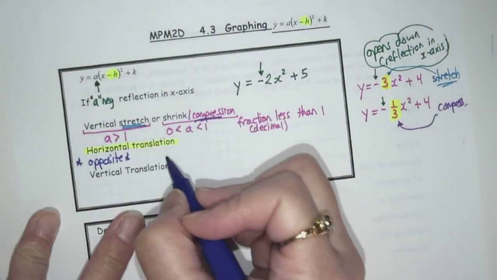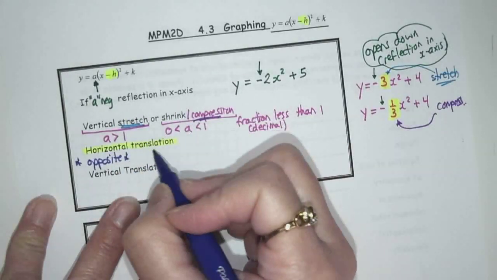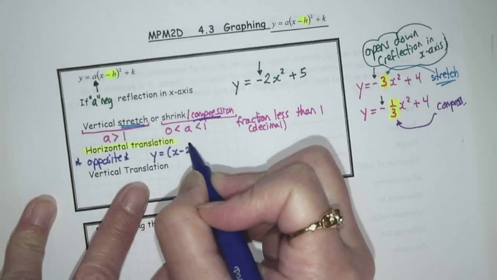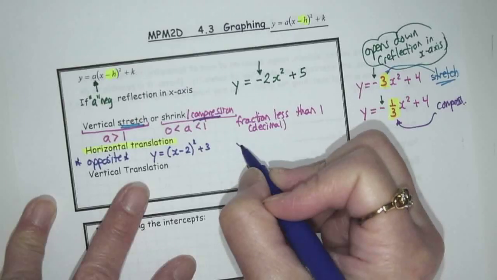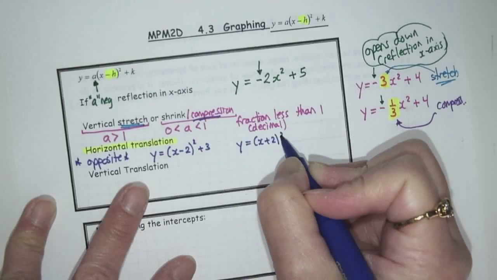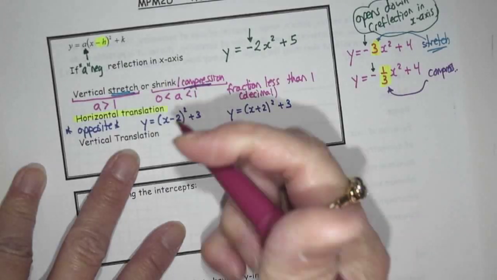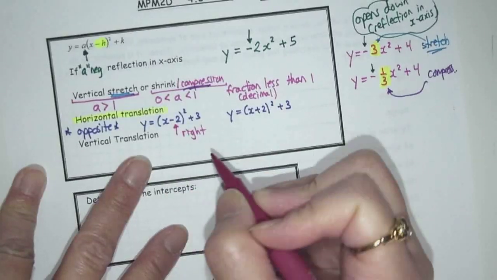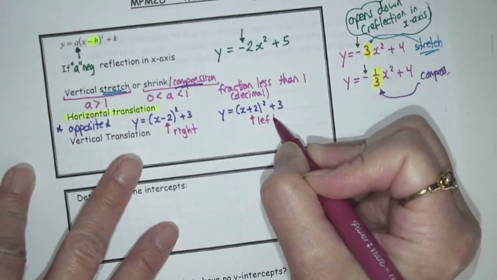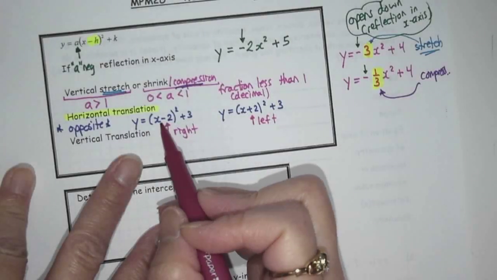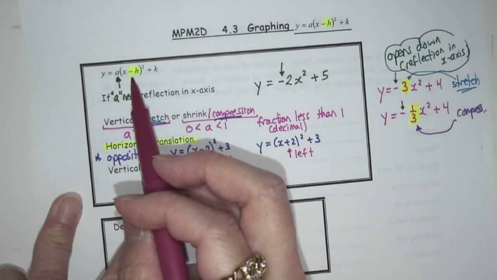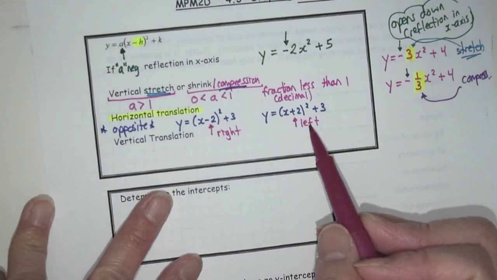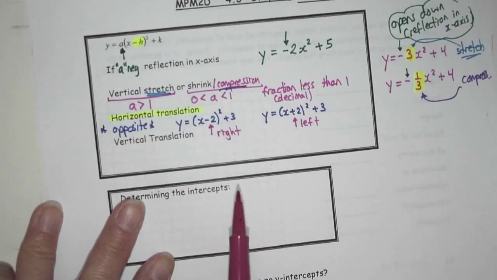So for instance, y equals x minus 2 squared plus 3 versus y equals x plus 2 squared plus 3. What we're saying here is that this part would move it right. Even though it's minus 2, you move this one right, and this one here, you would move left. So you take the opposite sign. That's why in the formula it says negative h squared, which means opposite of the h. So if it's a minus 2, you move it right, and if it's a plus 2, you move it left. So this is my horizontal translation.